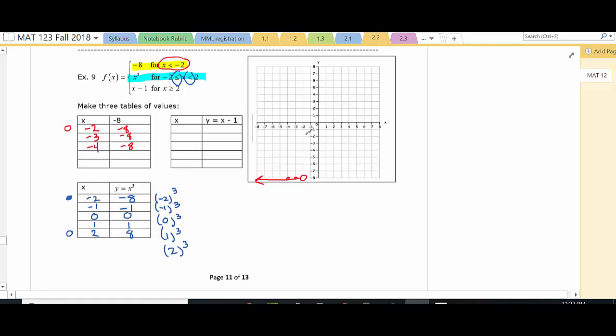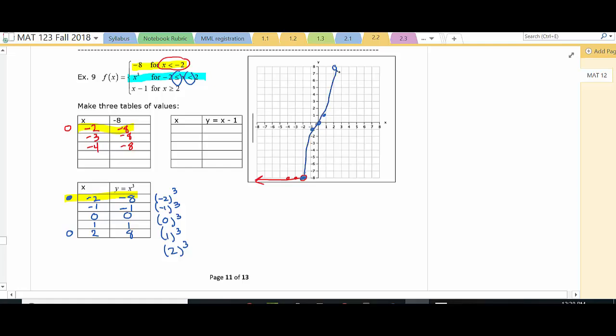So negative 2, negative 8 is the same point. So what does that do to that open bubble? It closes it, and they have come together. Okay, see these 2 points right here came together, so that means these two curves are going to connect. Then we can do negative 1, negative 1, 0, 0, 1, 1, and then 2, 8 with the open bubble like that. So then you just connect this.